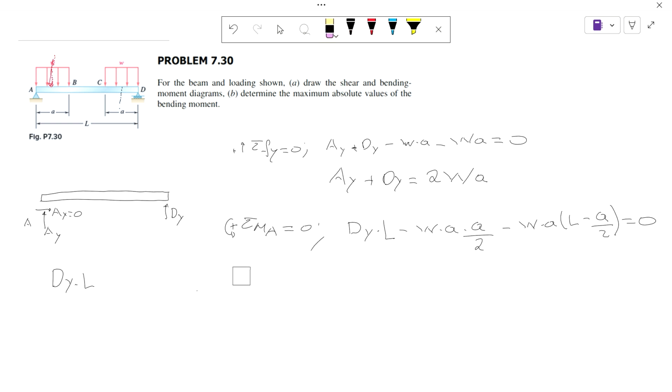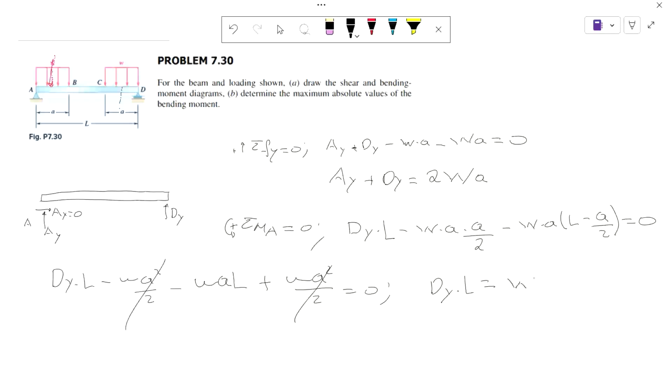So before we do this, let's do one thing. Let's solve this and then change the sign. So negative WA squared over 2 minus WAL plus WA squared over 2 equal to 0. There you go. So those cancel out. Minus, minus, plus. Yep.